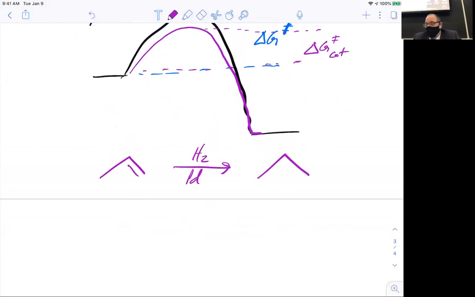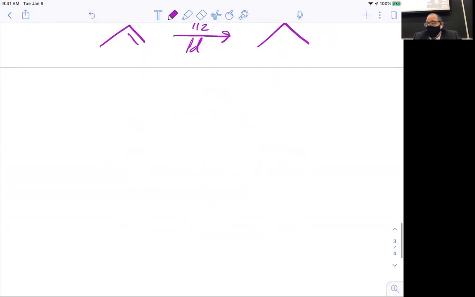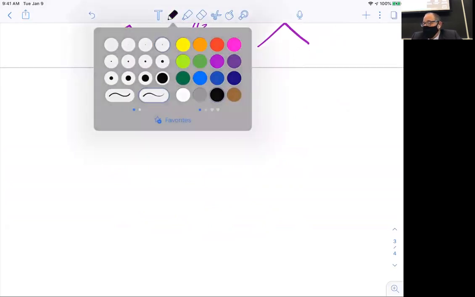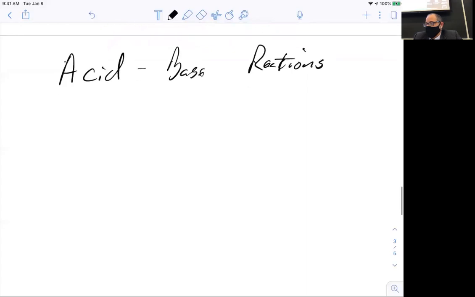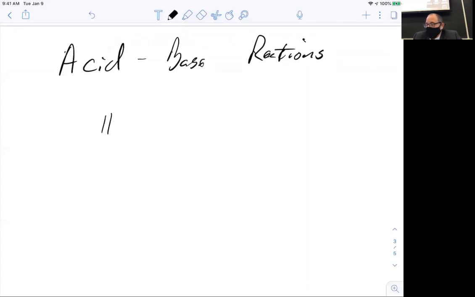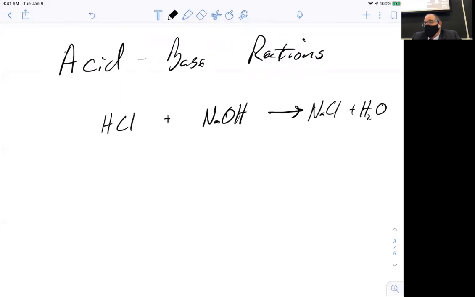Now we're going to move into specifics. So let's look at acid-base reactions, and we'll spend a few days on this. A classic acid-base reaction: hydrochloric acid with sodium hydroxide. We end up with sodium chloride plus water.